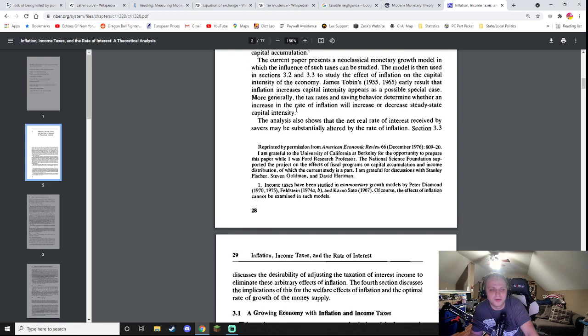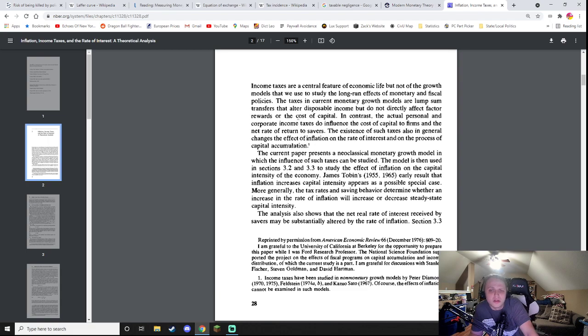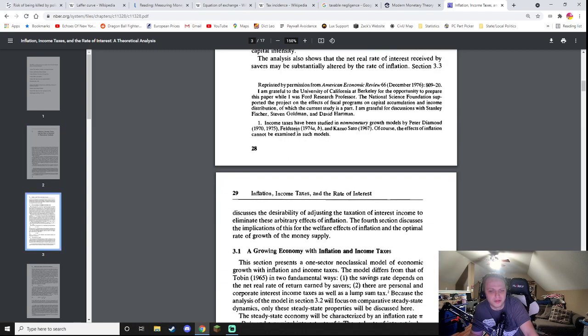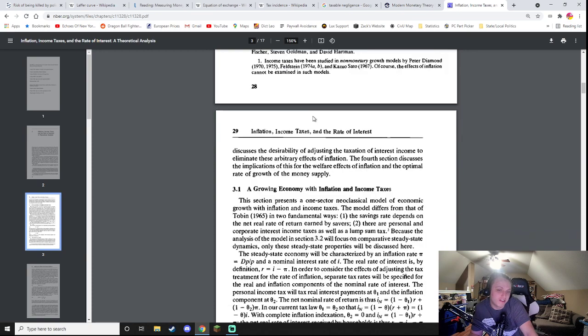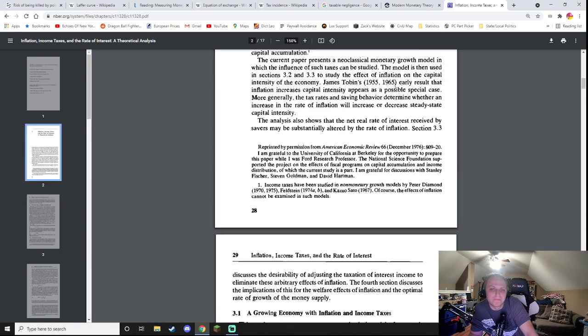What the fuck is capital intensity? I have no idea what that means. Lump sum transfers alter disposable income, but do not really affect factor rewards or the cost of capital. Okay, those are words. Those are words that have been said. Early result, capital intensity. So, like, kind of the concentration of capital, I would think, as a possible special case.